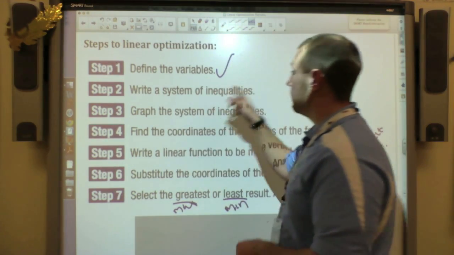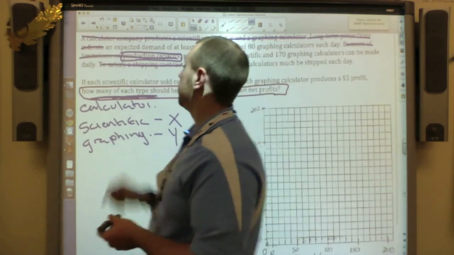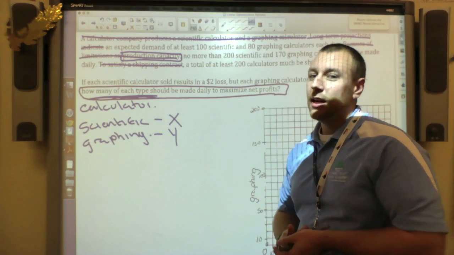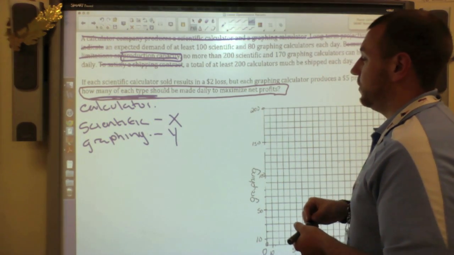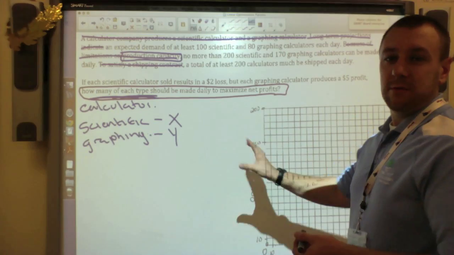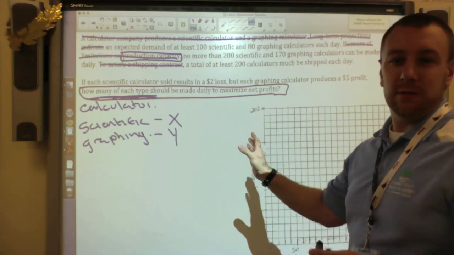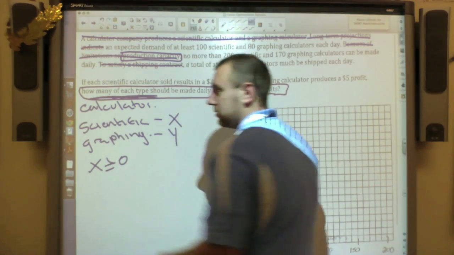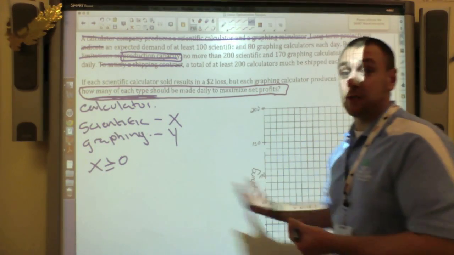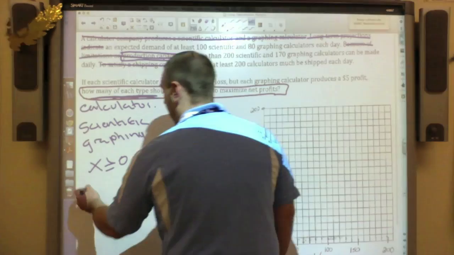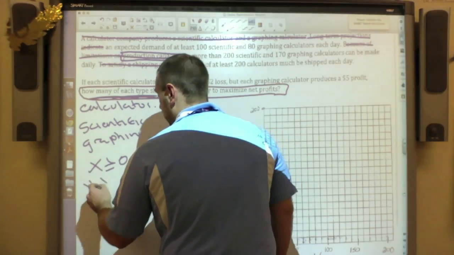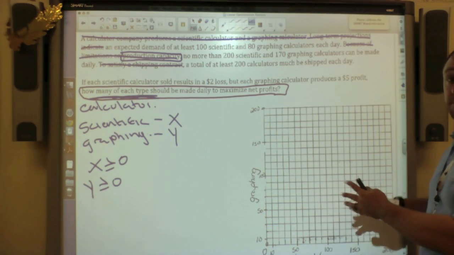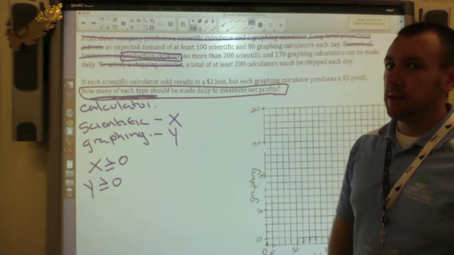All right. Write a system of inequalities. For linear optimization, there's always two easy ones. We're never dealing with negative. People can't do negative stuff, right? So X has to be greater than or equal to 0, because we've got to produce some scientific stuff, and Y has to be greater than or equal to 0. We're dealing with something that's positive, so if you get a negative result, you did something wrong.